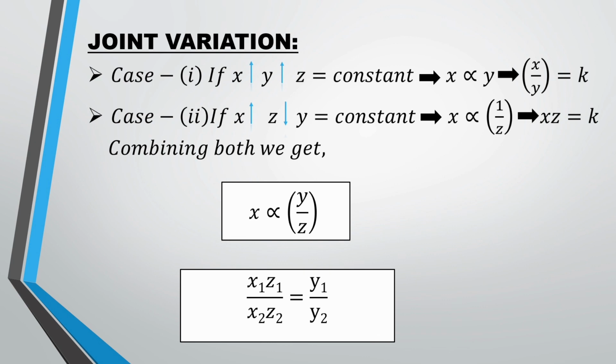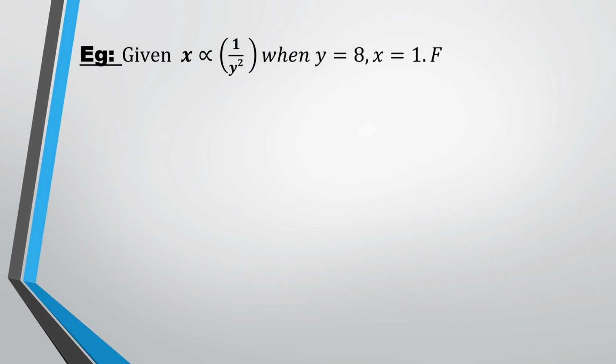So let's see an example. Given x is directly proportional to 1 by y square, when y is equal to 8, x is equal to 1. Find x when y is equal to 4. Here it's very clear. They have given this condition when y is equal to 8 and x is equal to 1. Here they are asking the value of x when y is equal to 4.